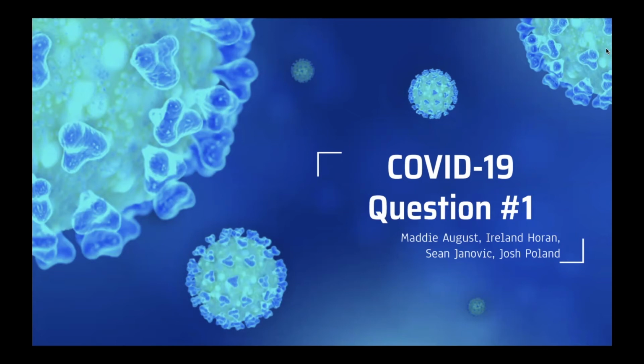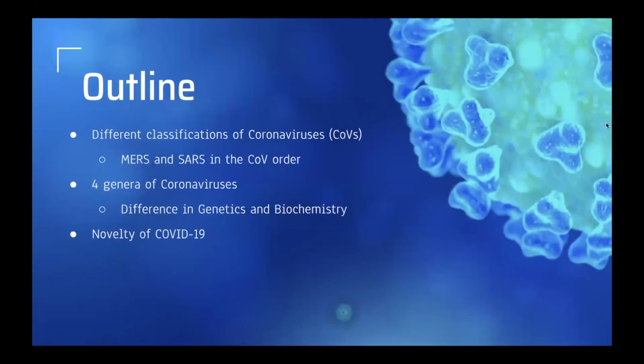So we had question number one of the COVID video project. It's like a general outline of what we will be covering. We're going to talk about the different classes of coronaviruses, including where MERS and SARS fit into the coronavirus order. We're going to talk about the 4 different genera of coronaviruses and their genetic and biochemical differences. And lastly, we're going to talk about the novelty of COVID-19 and how it is different from other coronaviruses that exist today.